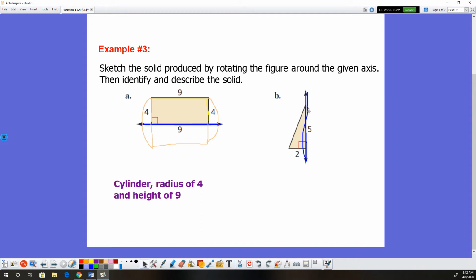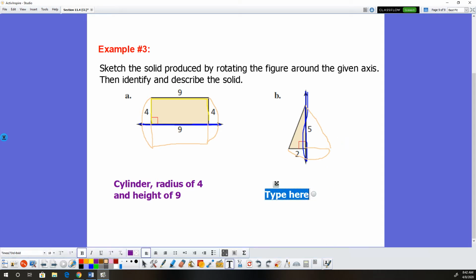All right, so over here, I have this triangle, and I'm going to rotate it around this axis. When I rotate around this axis, this is going to come all the way over to here, and then this isn't going to move. So it's going to look something like this. When I do that, you can see that that would be a cone with a radius of 2 and a height of 5.